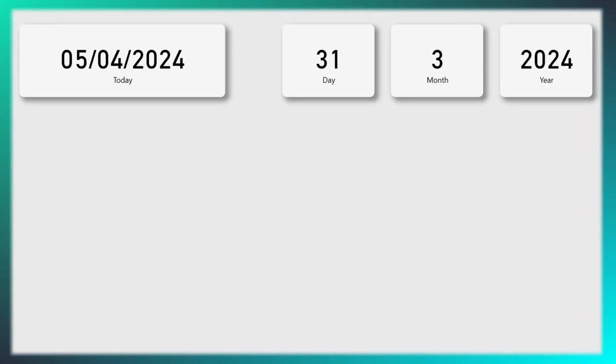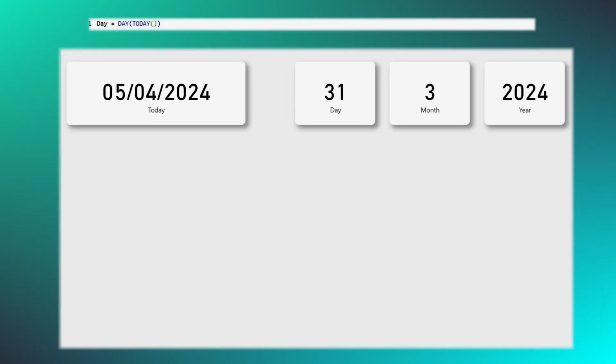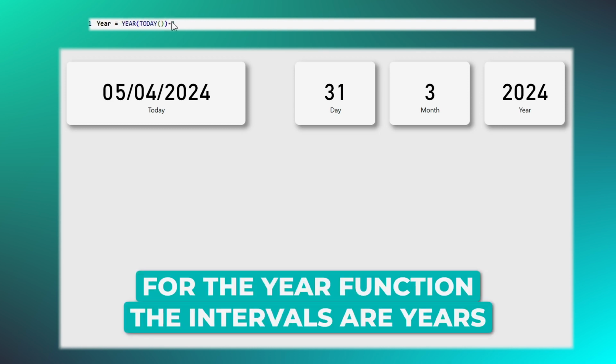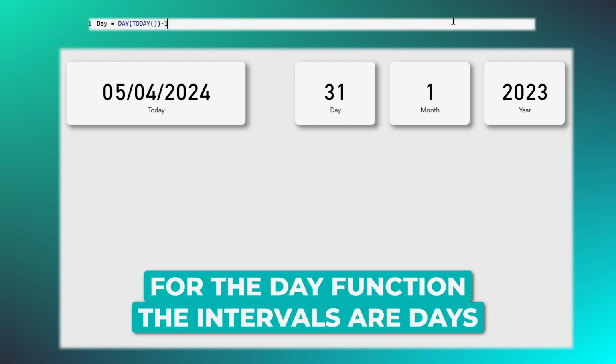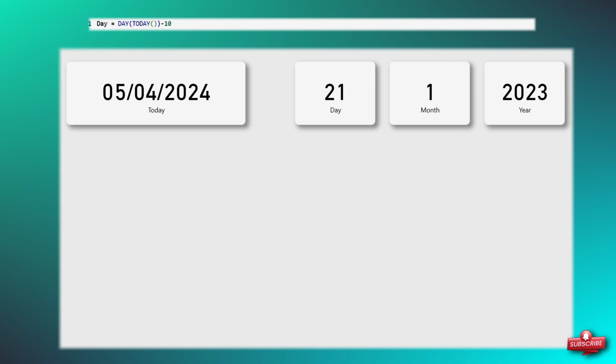by the required number. Moving forward, we have the day, month and year functions, which facilitate the extraction of a day, month or year. Similar to the today function, you can adjust these values by subtracting or adding any required number of days, months or years.